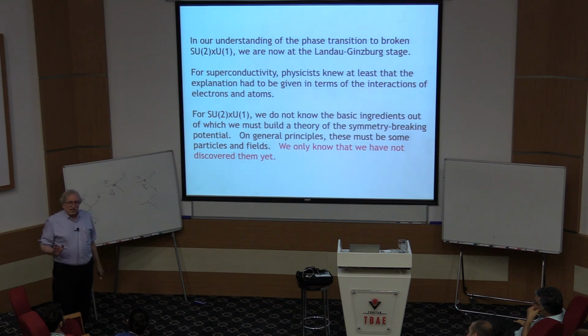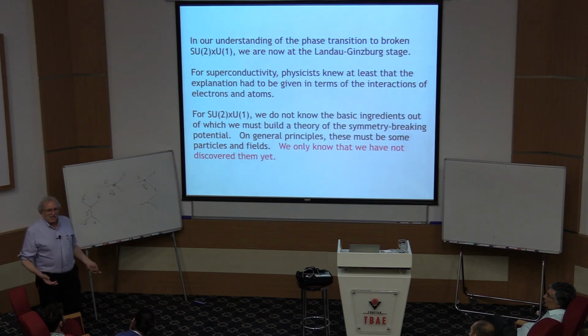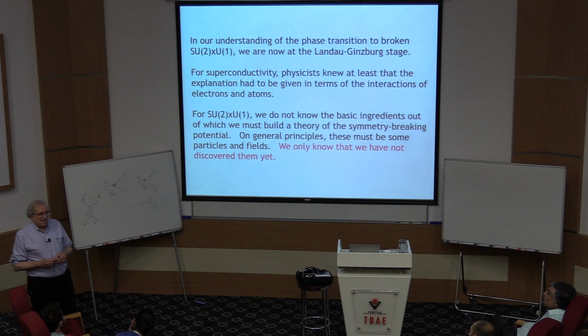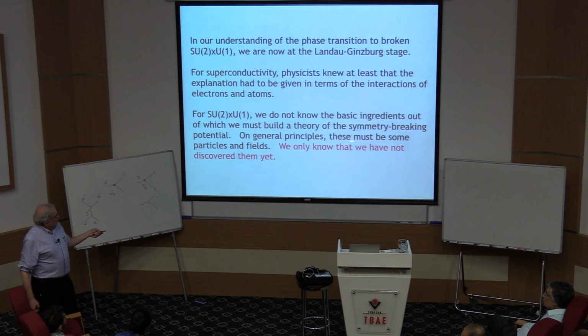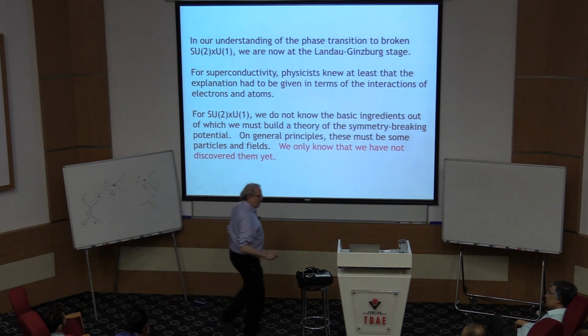The only problem is that in superconductivity, we knew that electrons and nuclei had to somehow supply the ingredients. For particle physics, all we know is that those ingredients are not in the standard model. And so we have to discover some new particles, and we haven't discovered them yet. So until we do, we're just guessing or speculating, with more or less wisdom, about what should be there. So on general principles, these must be some new particles and fields not in the standard model. We only know that we have not discovered them yet. They are out there, and we need to find them.